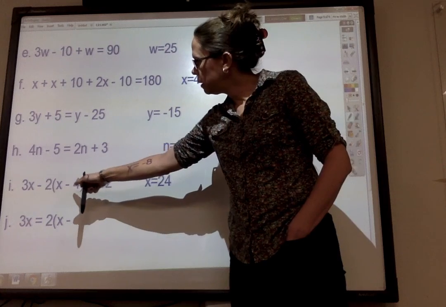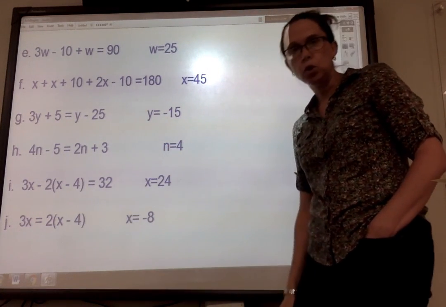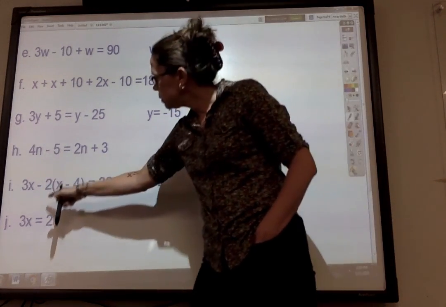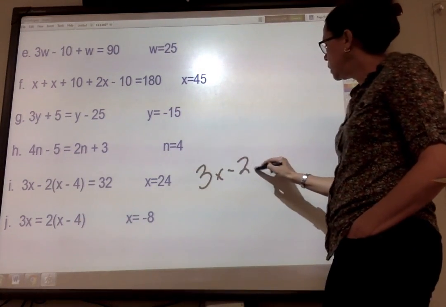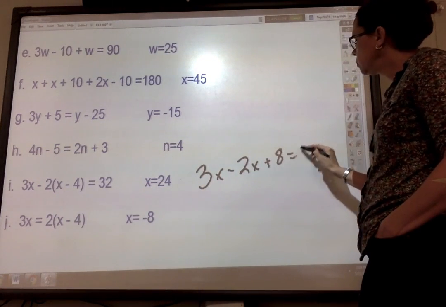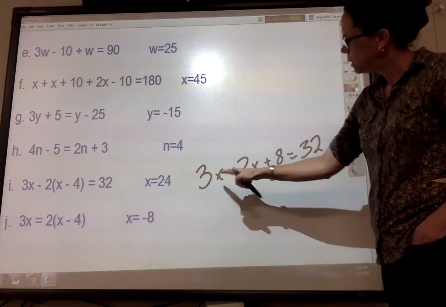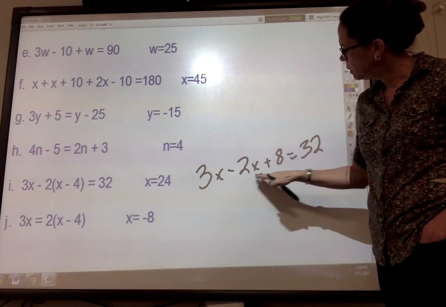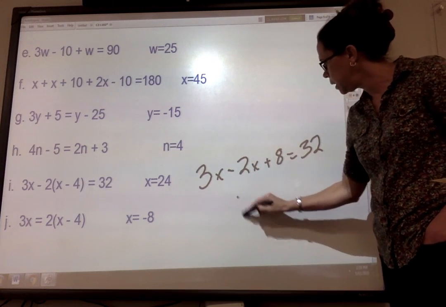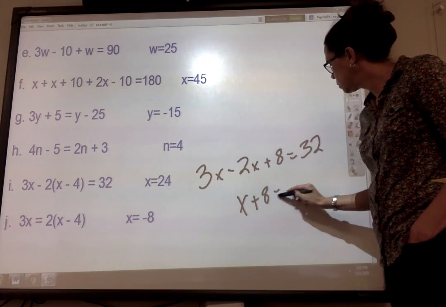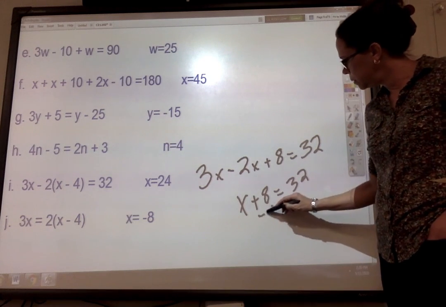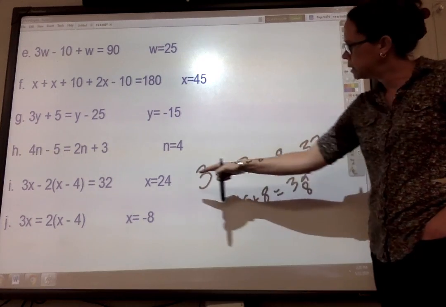3x minus 2 times x minus 4 is equal to 32. We have a distribution. So I've got 3x, negative 2 times x is negative 2x, and negative 2 times negative 4 is positive 8, equals 32. Now I have 3x minus 2x. These are both x's, so I need to combine them. That leaves me with x plus 8 equals 32. How do I get x by itself? Subtract 8 on both sides. X is equal to 24.